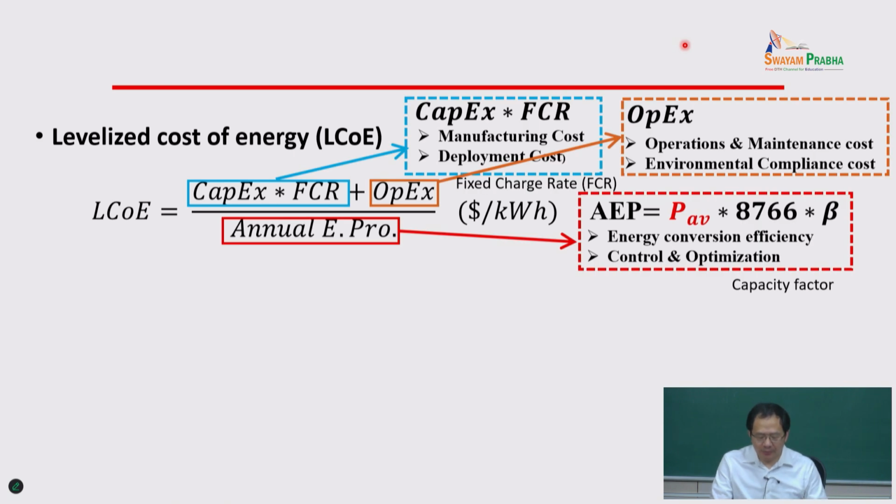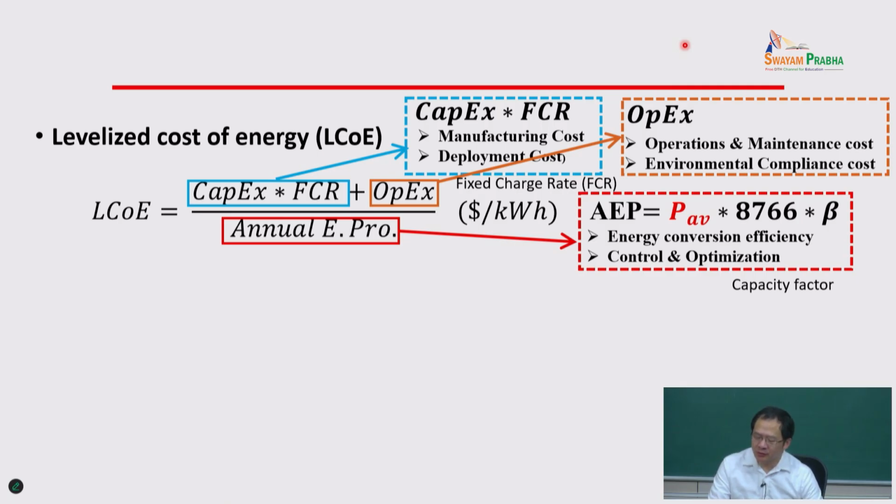Okay, the capital expense includes the manufacturing cost and deployment cost, and then it is normalized into an annual cost, right? They call it the fixed charge rate. So you just imagine that you design the wave energy converter, and for each year, what kind of cost? That is the fixed charge rate. So overall, that is the capital cost.